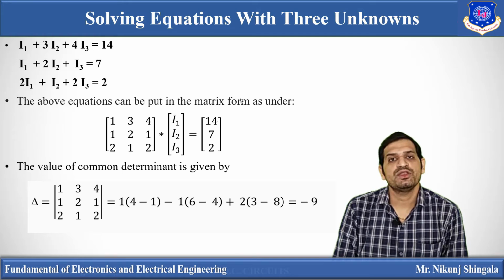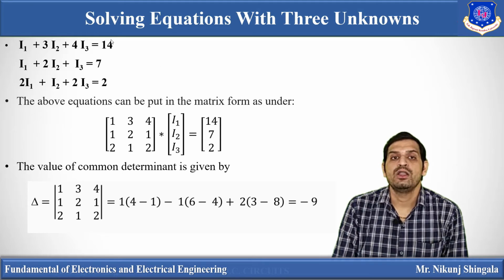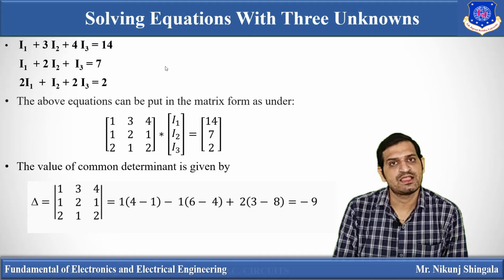Now the above equations can be written in matrix form. Writing the coefficient of each unknown, that is 1, 3, 4, then 1, 2, 1 and 2, 1, 2. Then the constants are 14, 7, 2 and the unknowns are I1, I2 and I3. So this is how we can write the given equations in matrix form. Now, the unknowns should compulsorily be on the right hand side.